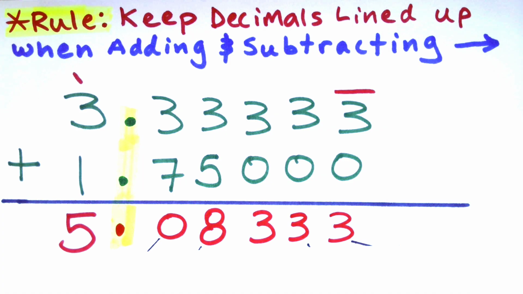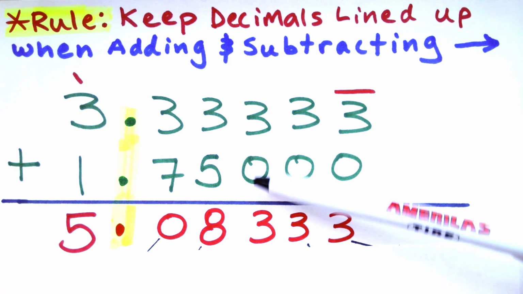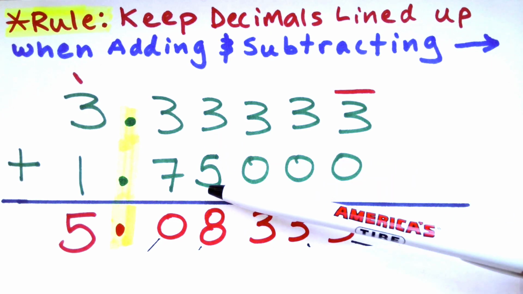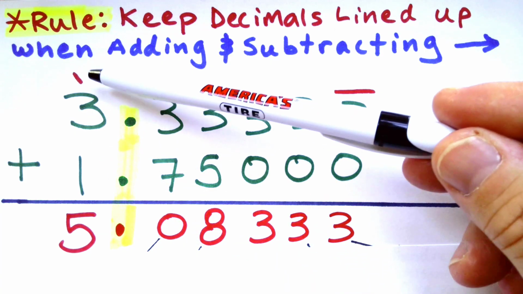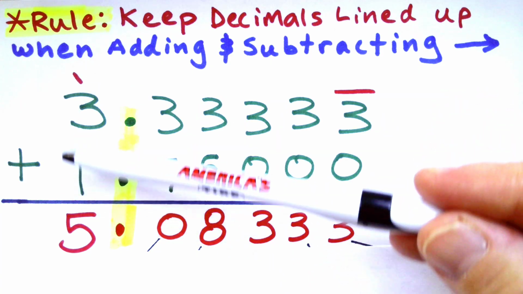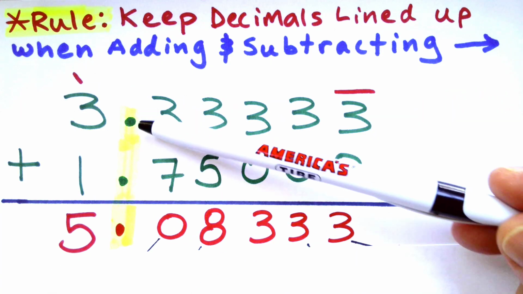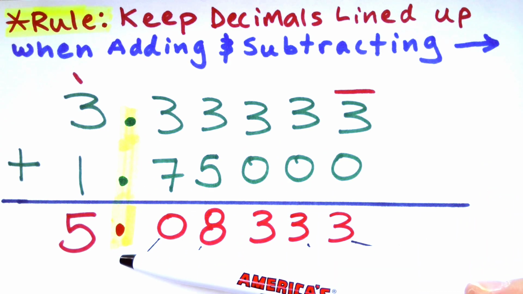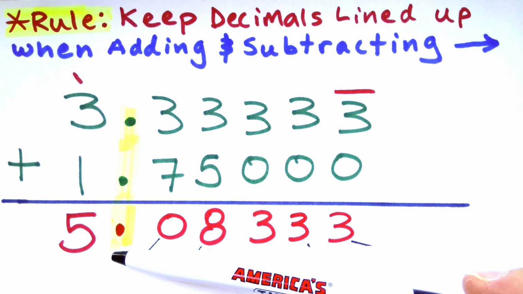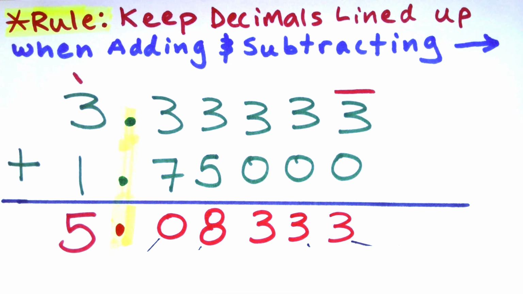All right, so I want to show you that here now. 3 plus 0 is 3. 3 plus 0 is 3. 3 plus 0 is 3. 3 plus 5 is 8. 3 plus 7 is 10. There's the 0. I carry the 1. 3 plus 1 is 4, plus 1 more is 5. And remember, this is the rule. You keep that decimal lined up in your answer as well.